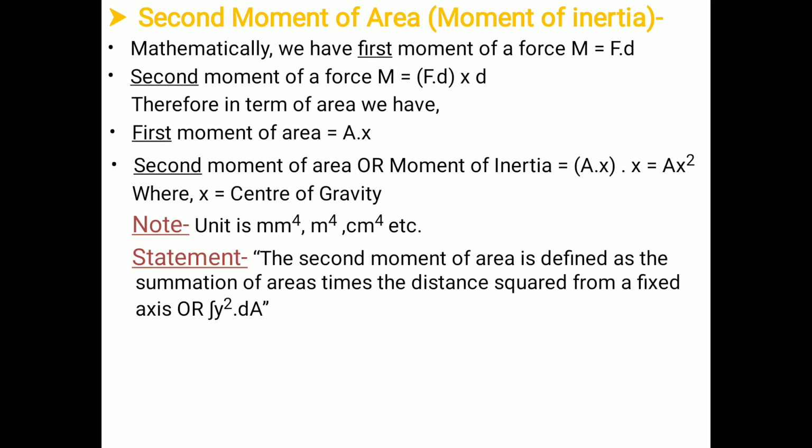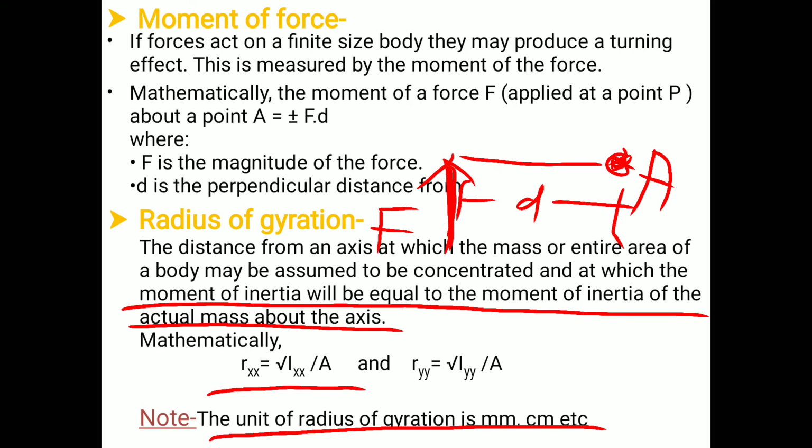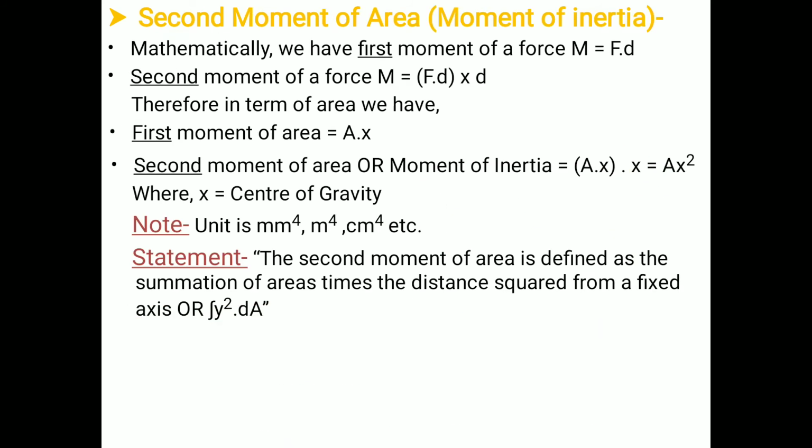Now we will discuss the concept of second moment of area. Remember that second moment of area is also known as moment of inertia. Before that, we have discussed the moment of force and radius of gyration. All of you know that the moment of force is given by M = F into d, which means the moment about any point is equal to the product of force and the perpendicular distance between the force and that particular point.